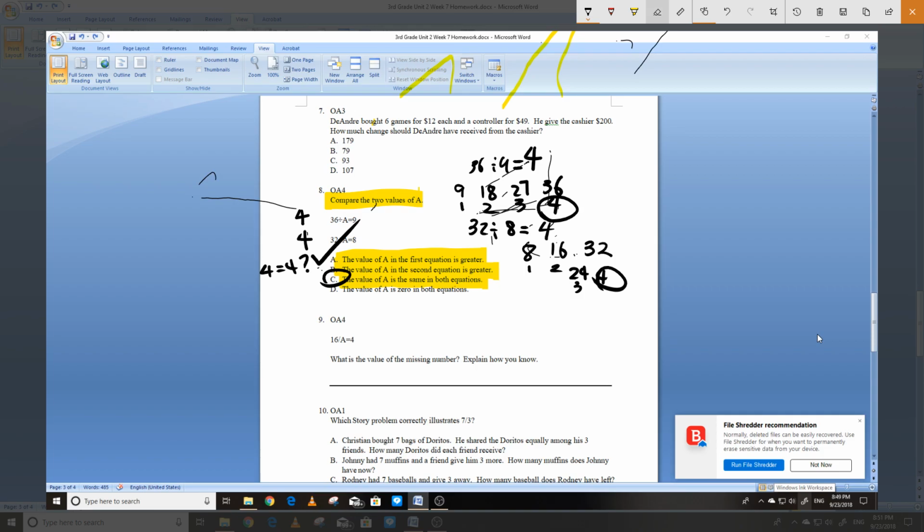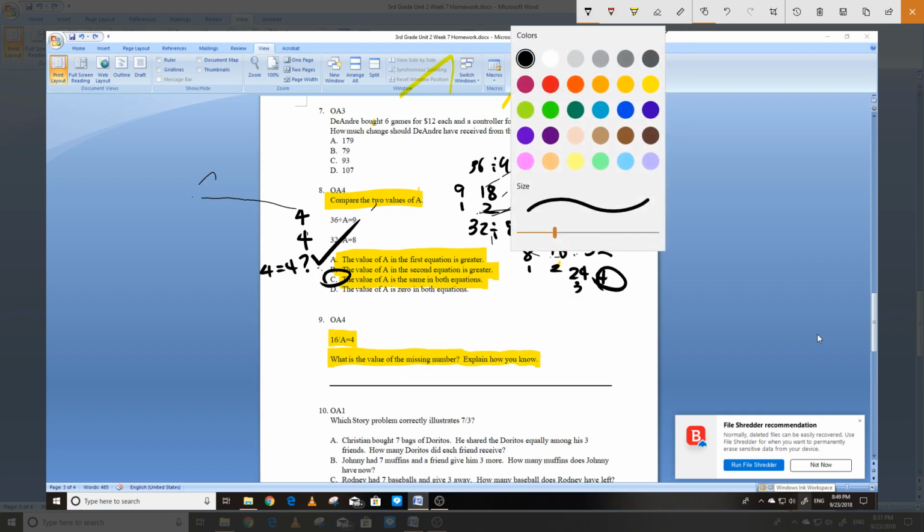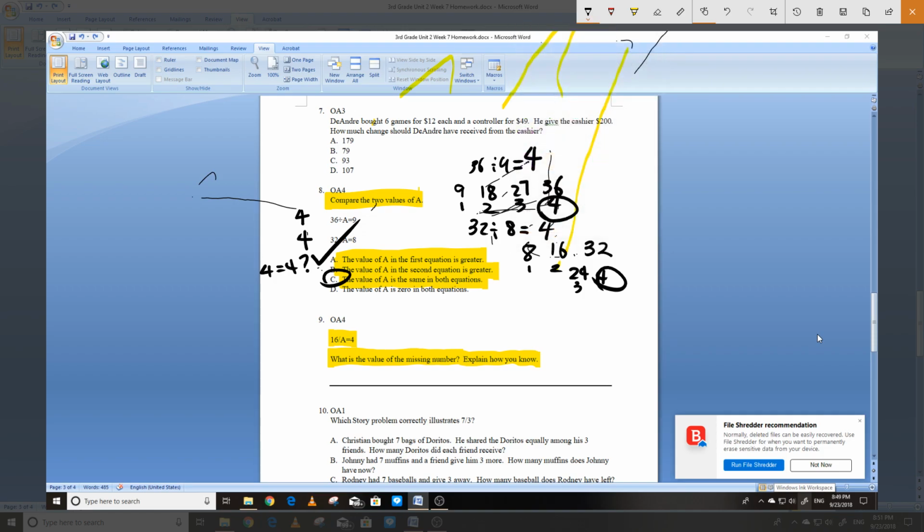Okay, let's take a quick look at number 9. Number 9 says 16 divided by A equals 4. The question states, what is the value of the missing number? Explain how you know. So, in order to do this, we can think about a division problem as the same as a multiplication problem.